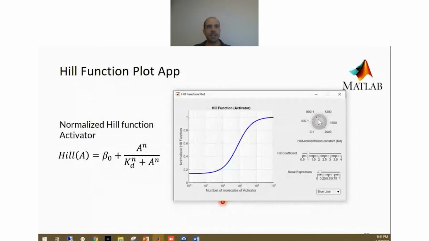And if you look at the plot here, for example, I will put the value 400. We put 400, and we will put basal expression to 0. So this is the ideal Hill function, so to call it. When there are zero molecules of the activator, there is no expression. There is no value in the Hill function. When we increase the number of molecules of the activator, the output of the Hill function goes up, and it goes to 50%, which is here, at the value of KD, which is 400. So if you look, 0.5 is here, and this is 400.